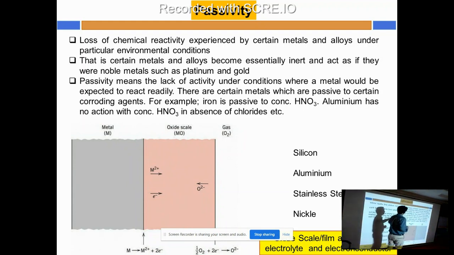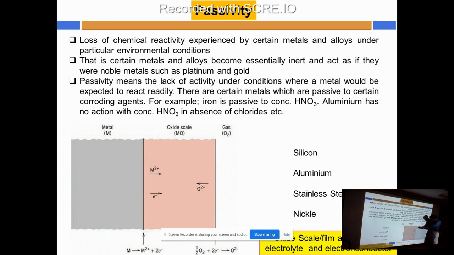So the best examples are platinum and gold. Now, apart from platinum and gold, there are some metals which also give this passivity behavior, that is the lack of activity or loss of chemical reactivity under certain conditions. And what is the mechanism here? You just look at the mechanism here.